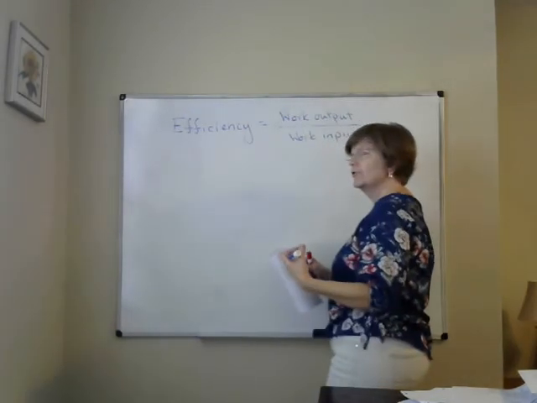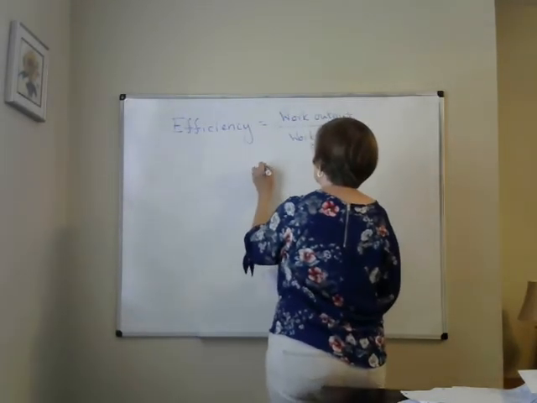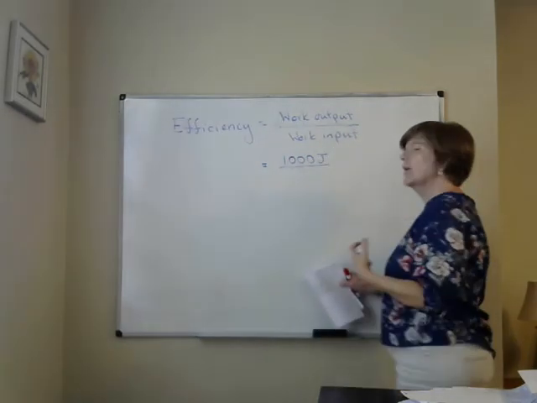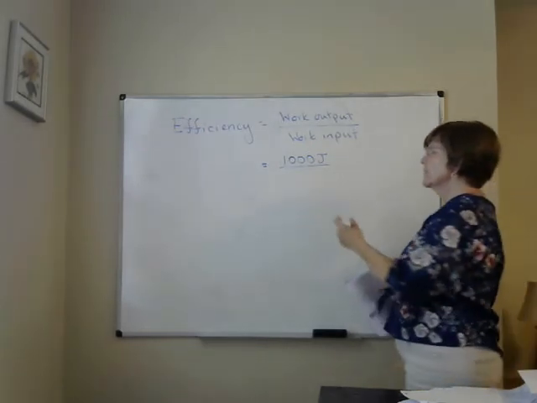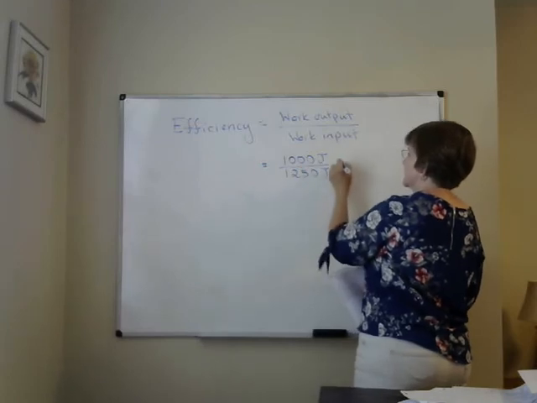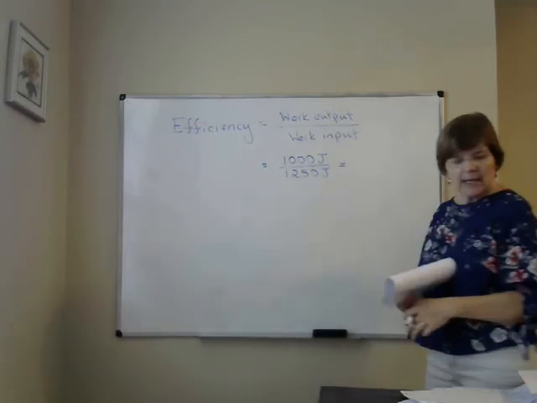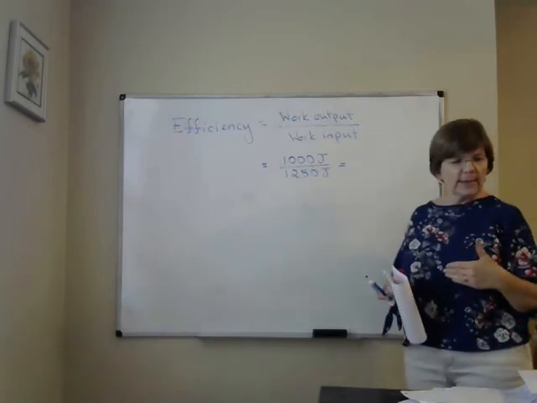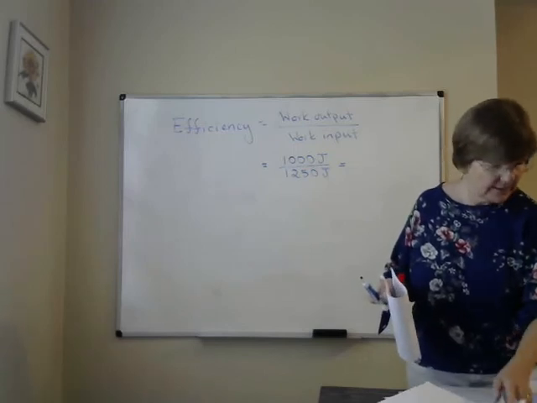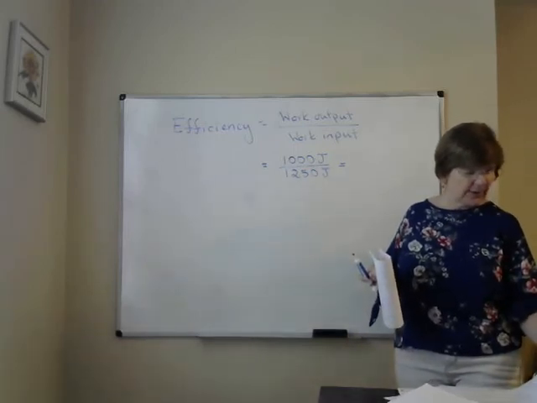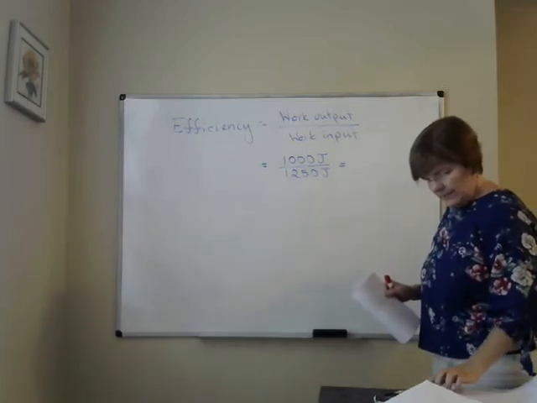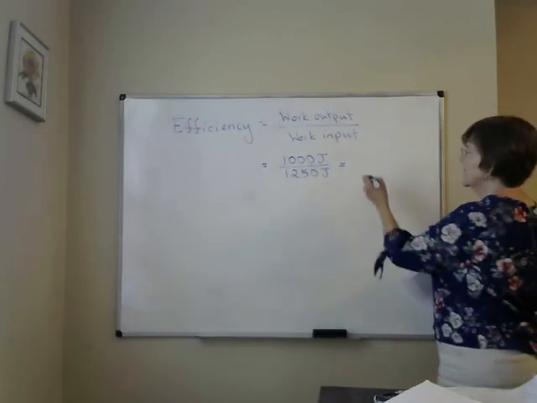Let's suppose you have a machine and you realize that you accomplished 1,000 joules of work. But in order to accomplish that 1,000 joules of work, you actually inputted 1,250 joules. If you notice, the efficiency is always going to calculate to be a number that is less than 1. Here we go. So if I do 1,000 divided by 1,250, it comes out to be 0.8.